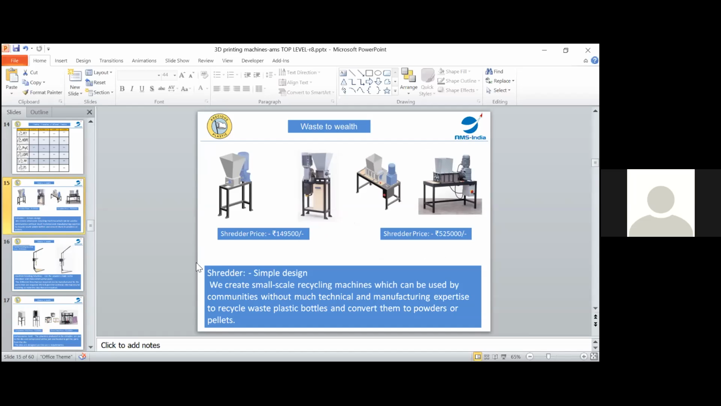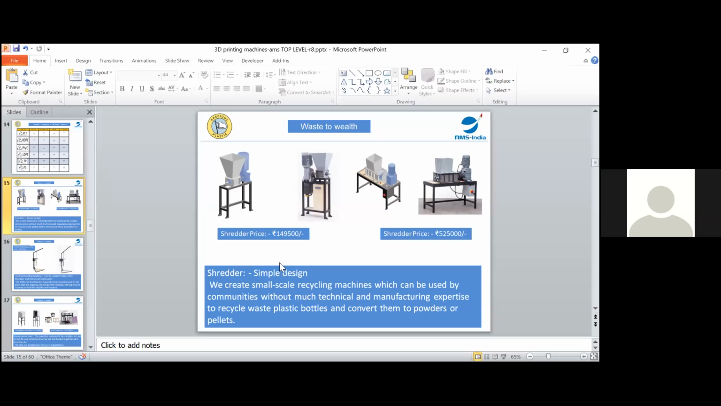So the shredder, how much is the cost of the shredder? Can you show the shredder machine here? It is on the screen. It is on the screen, sir. 1,50,000 rupees. 1,50,000, right? Yes, sir. This one, stainless steel.